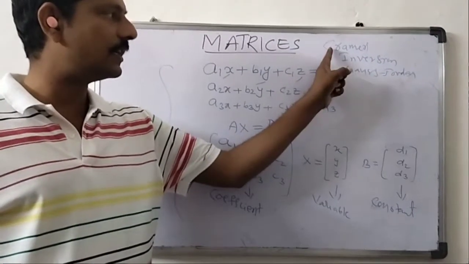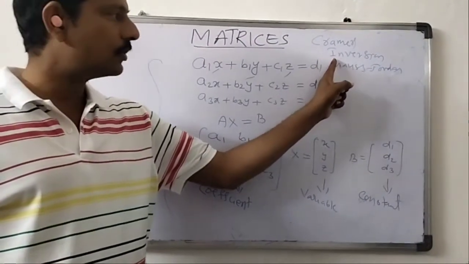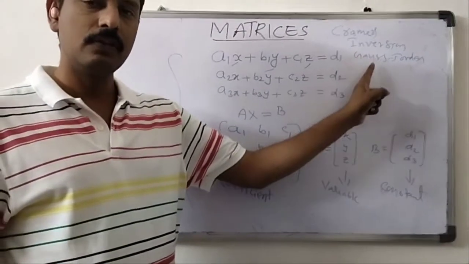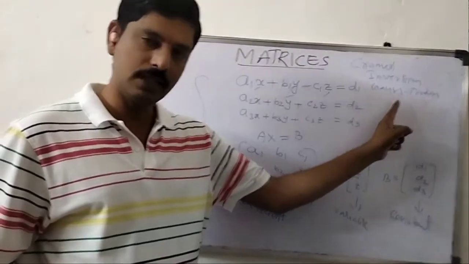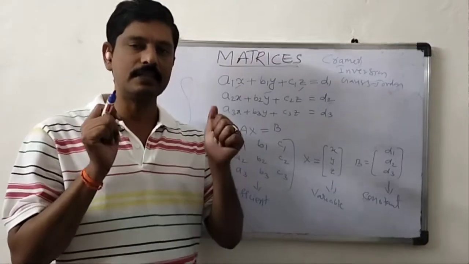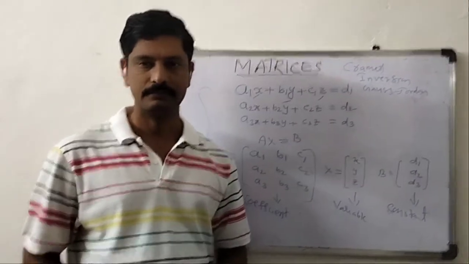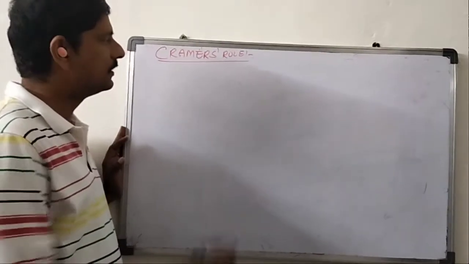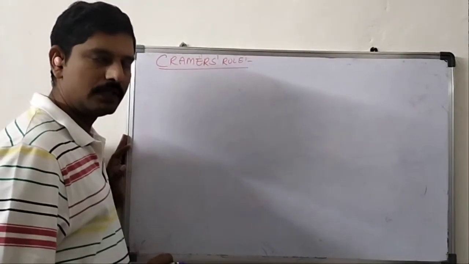In the question, if it is asked Cramer's method, we have to use Cramer's method only. If it is asked inversion method, we have to do inversion method only. If it is asked Gauss-Jordan method, we have to do it by using Gauss-Jordan method only. Okay. Now students, we discuss the first method, that is Cramer's method. Right students, first we see the Cramer's rule.